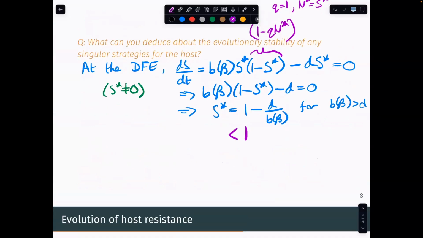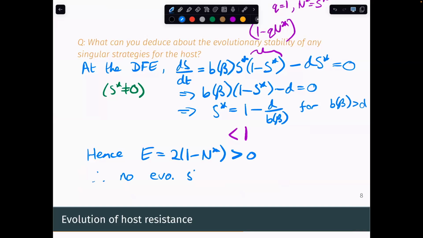Okay. So our E is equal to 2 times 1 minus n star. This is always going to be positive. No evolutionarily stable singular strategies.